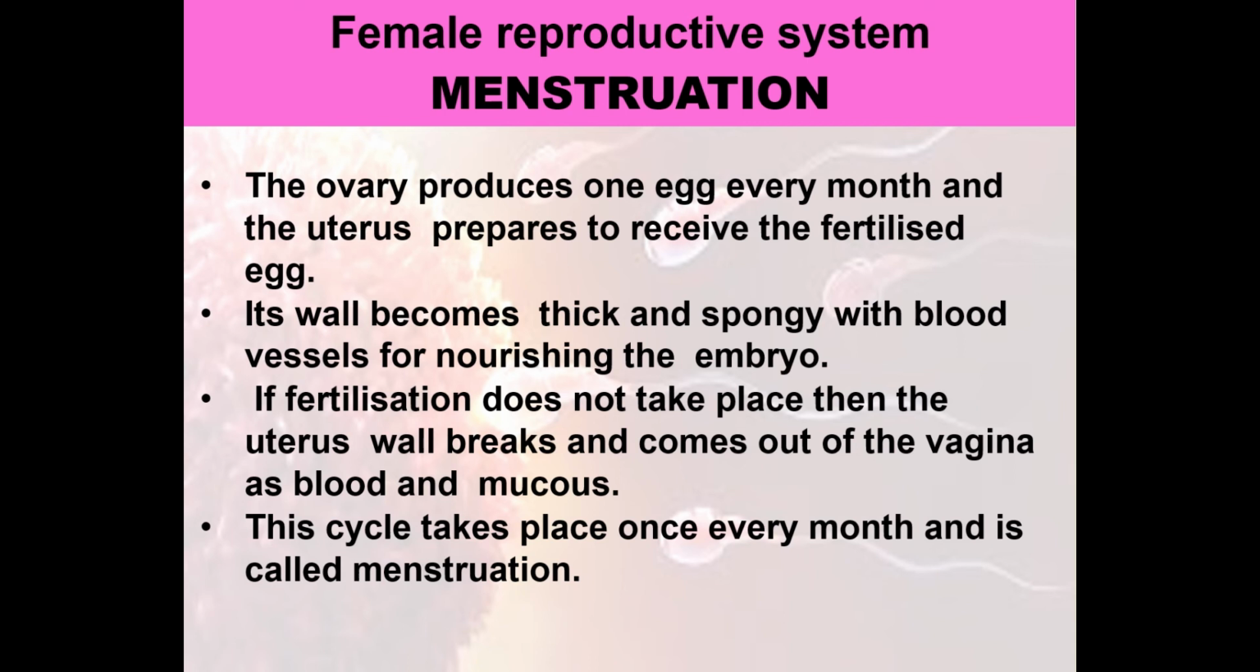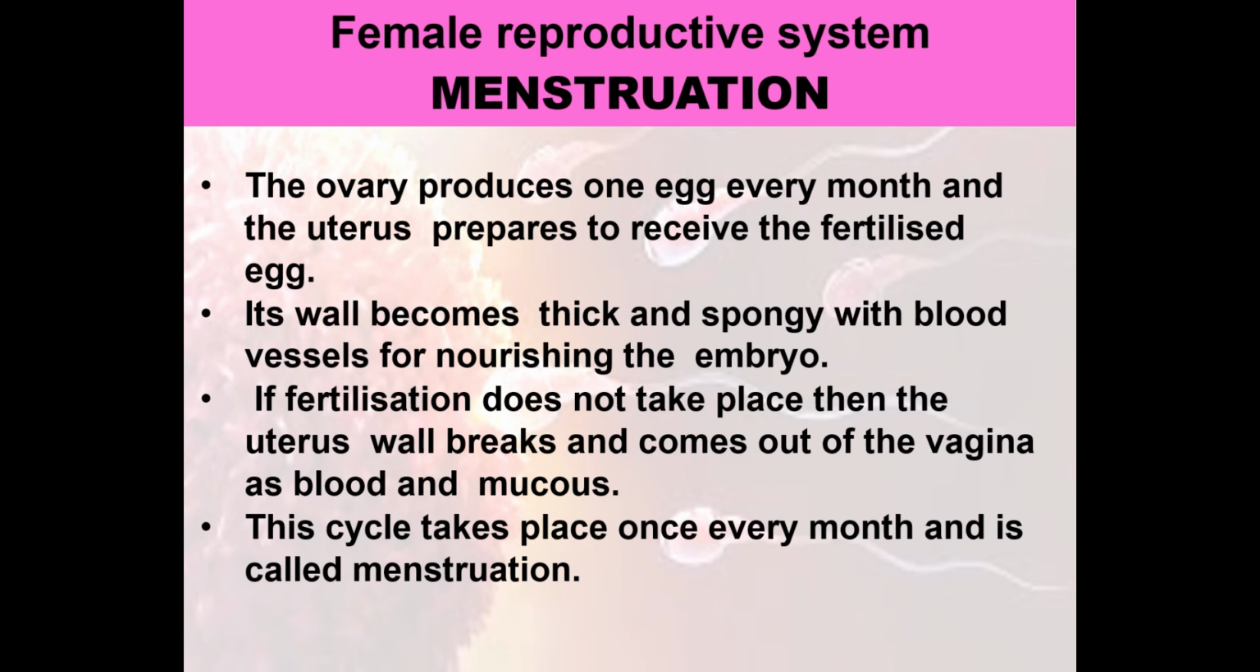I have informed you in the previous slide that one of the ovaries, either the left or the right, is producing one egg every month or in every ovarian cycle. And when this egg is discharged from the ovary, there is a possibility that if sperms are there, then fertilization can occur. And if fertilization occurs, then those sequences of events will start.